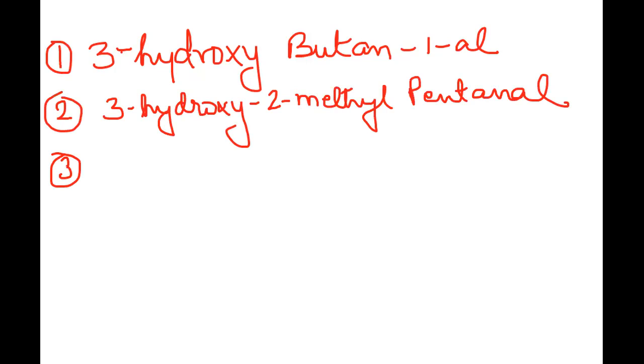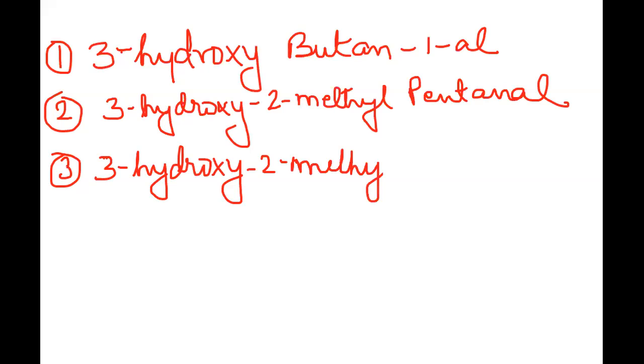The third product that we got when the cross attack is taking place, that is when the CH3 CHO nucleophile, that is a nucleophile formed from acetaldehyde, is going to attack the propanaldehyde molecule. So in that case also you will get a 3-hydroxy 2-methyl butanal, 2-methyl butanal.